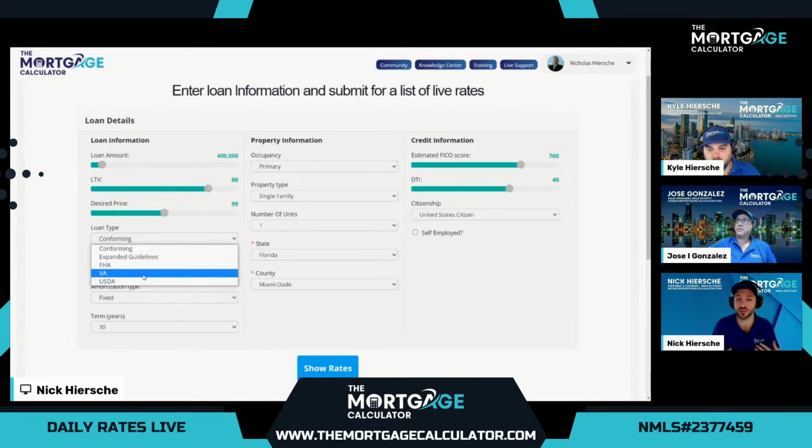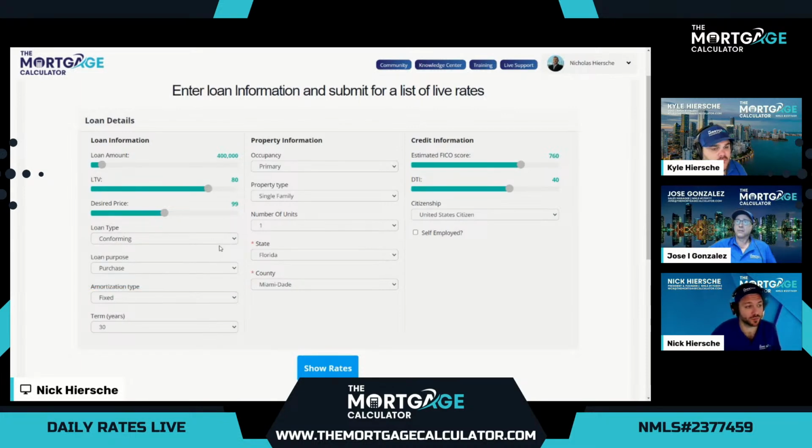For VA, that's only for our eligible vets. So if you are eligible, please get with us. We'd be happy to quote it. But since not everybody is eligible, we don't do that live. And same with USDA, must be in a rural USDA area to be eligible for a USDA loan. If you happen to be shopping in that area, please let us know. We'd be happy to quote it up.